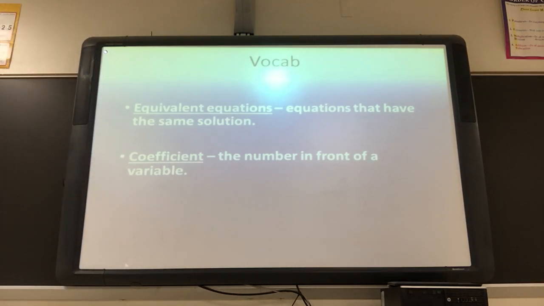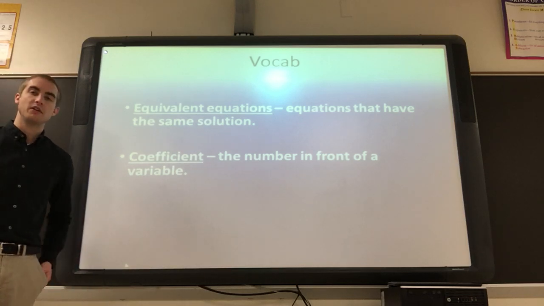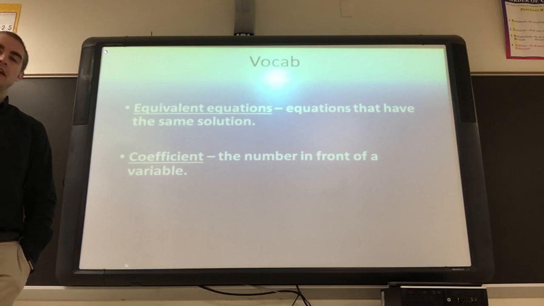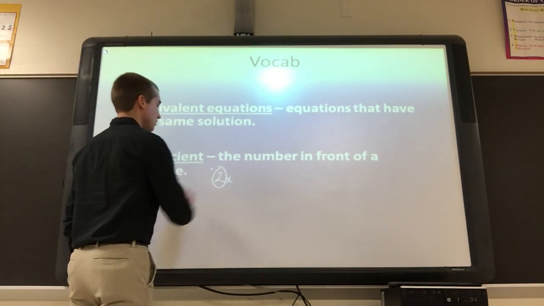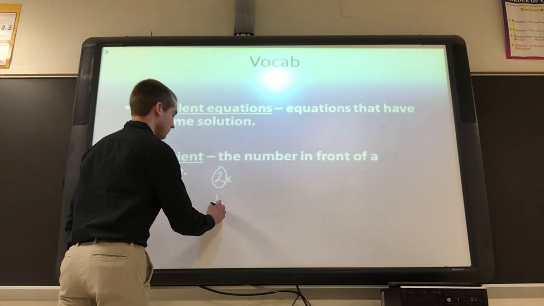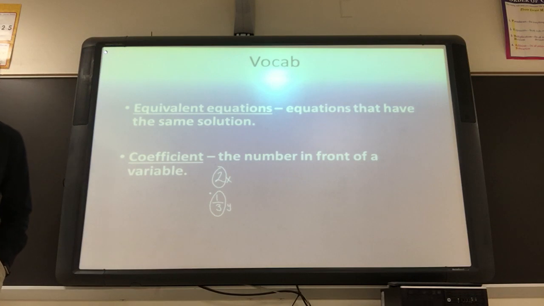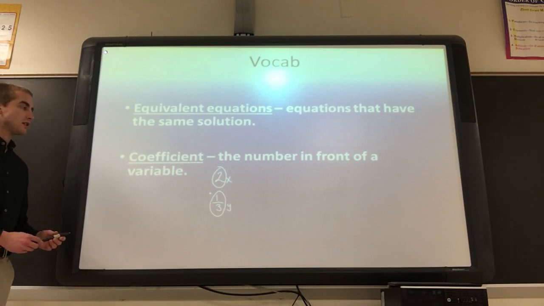And then a coefficient, we've talked about this one before, but just as a reminder, we're going to be seeing and talking about coefficients. That's the number that goes in front of a variable. So a coefficient is the number that goes in front of a variable, like 2x, 2 is the coefficient, or 1/3 y, 1/3 is the coefficient. That's the number that's in front of the variable. All right, if you need to pause and finish getting these down, go ahead and do that.